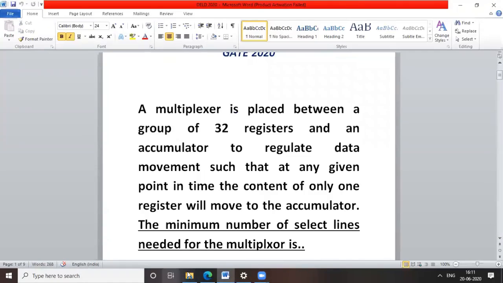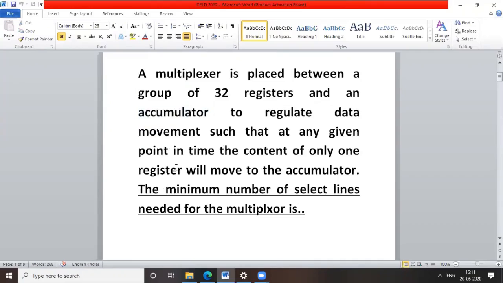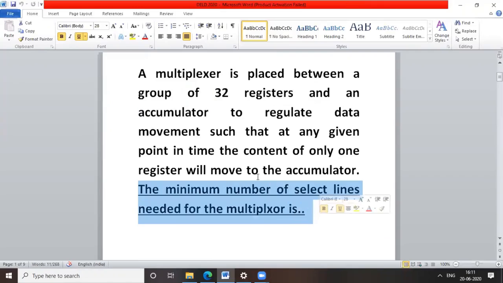So let's start with first one. So in the first question, it is given that a multiplexer is placed between group of 32 register and accumulator to regulate data movements such that at any given point in time, the content of only one register will move to the accumulator. So the minimum number of select lines needed for multiplexer will be.